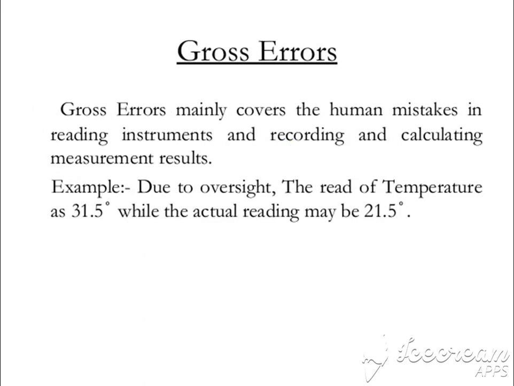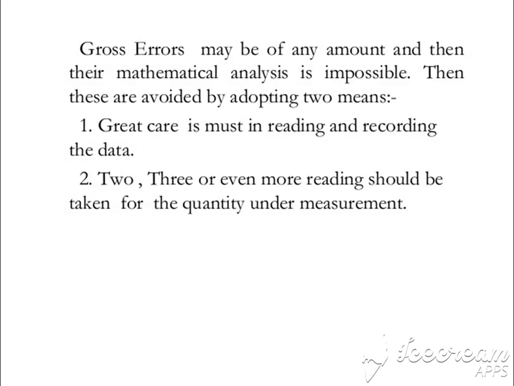First is gross error. Gross errors mainly cover the human mistakes in reading instruments and recording and calculating measurement results. For example, due to oversight, a person makes a mistake. The actual reading was 21.5 degrees centigrade, but due to his oversight, he read it as 31.5 degrees centigrade. So there is an error because of the human. Such types of errors are called gross errors. Gross errors may be of any amount and their mathematical analysis is impossible.